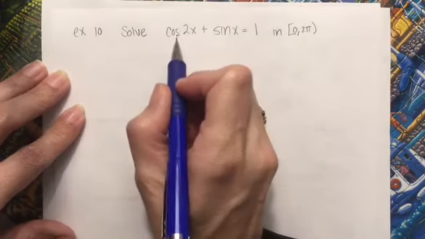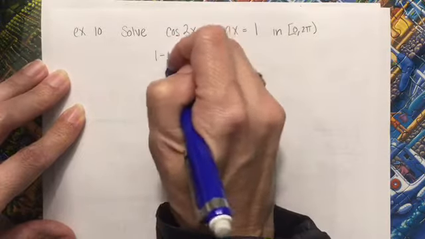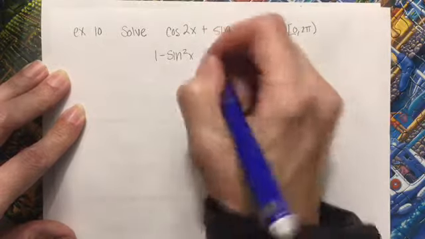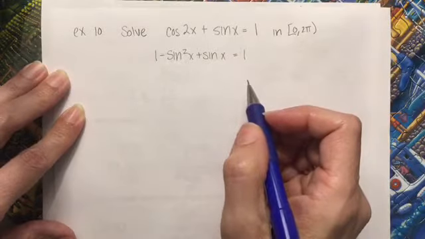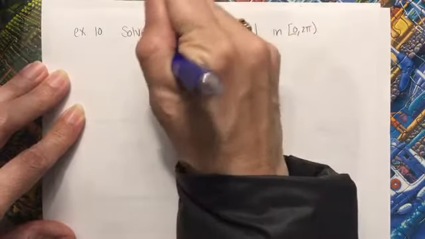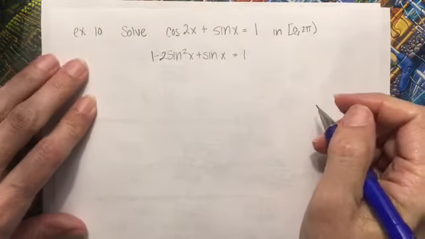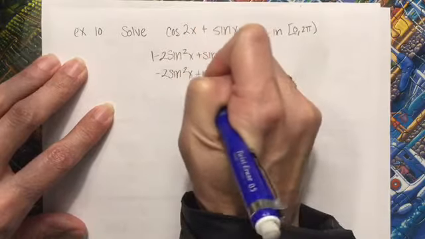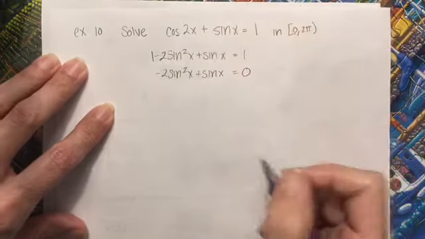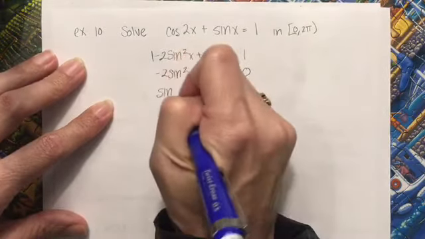We're going to replace cosine of 2x with the identity 1 minus 2 sine squared x, because we want it to match up with this. Oops, I wrote it wrong. It's 1 minus 2 sine squared x. And now these ones would go away, so we're left with this. Let's go ahead and factor out a sine x.